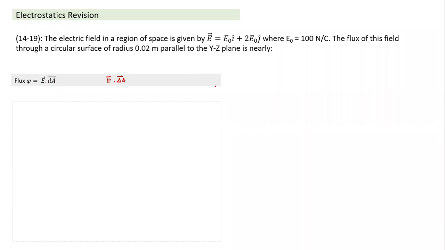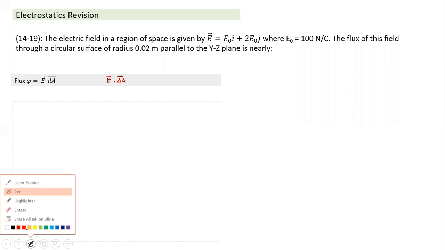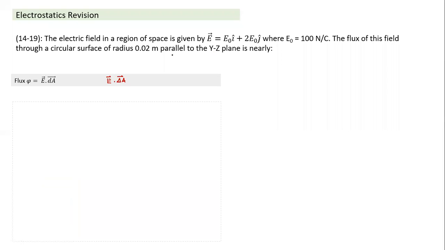So let's understand here. If the field in the space is given like this, with magnitude E naught, what is the flux of this field through a circular area of radius 0.02 meter, the area parallel to the YZ plane? If I have to use this formula here, E is already given in vector notation. Even the area vector I need to write. So what is the area vector? The direction of the area vector is perpendicular to the plane. Since the circle is in the YZ plane, its area vector can be taken as plus i cap or minus i cap.